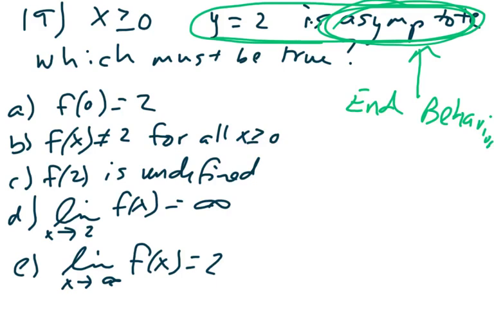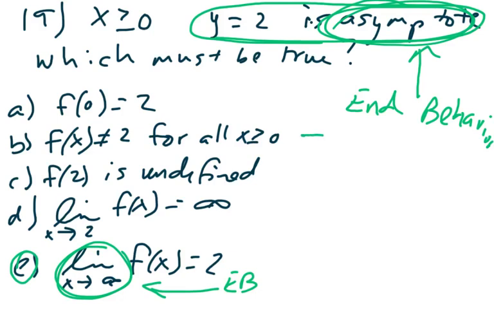So you are looking for the answer choice that relates to the end behavior of the graph, which is right here, choice E, because you're looking at a limit as x approaches infinity. And when x approaches infinity, that is also referring to the end behavior of the graph. Now again, why not choice B? Because it does really seem like it would make sense. If 2 is an asymptote, you can't equal 2 for all of x greater than or equal to 0. I get it. I'd want to say that answer too.